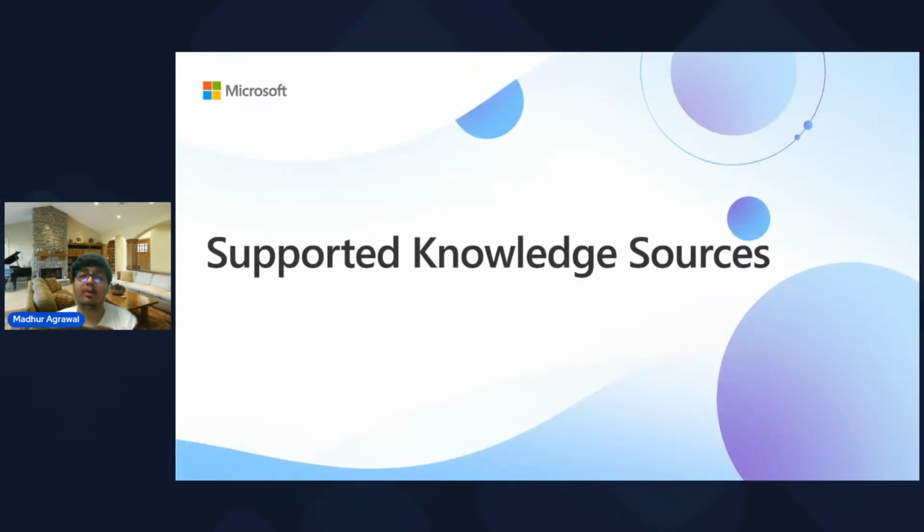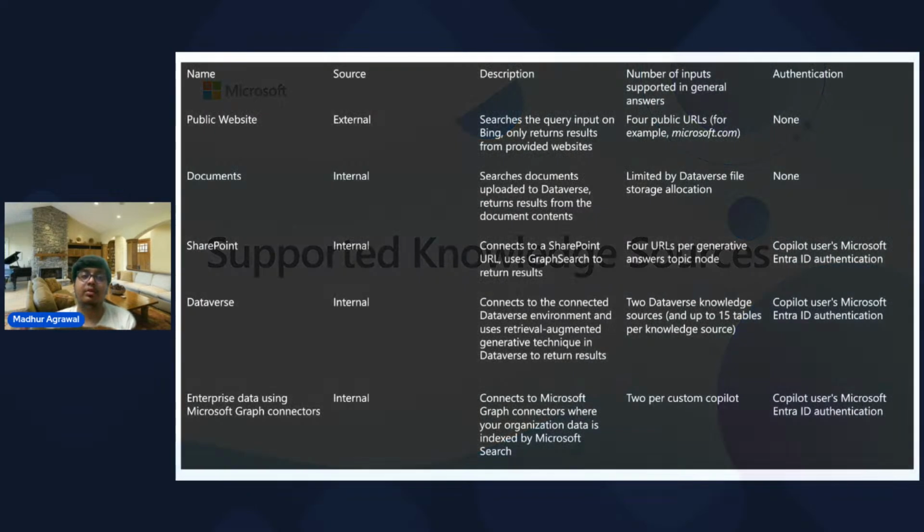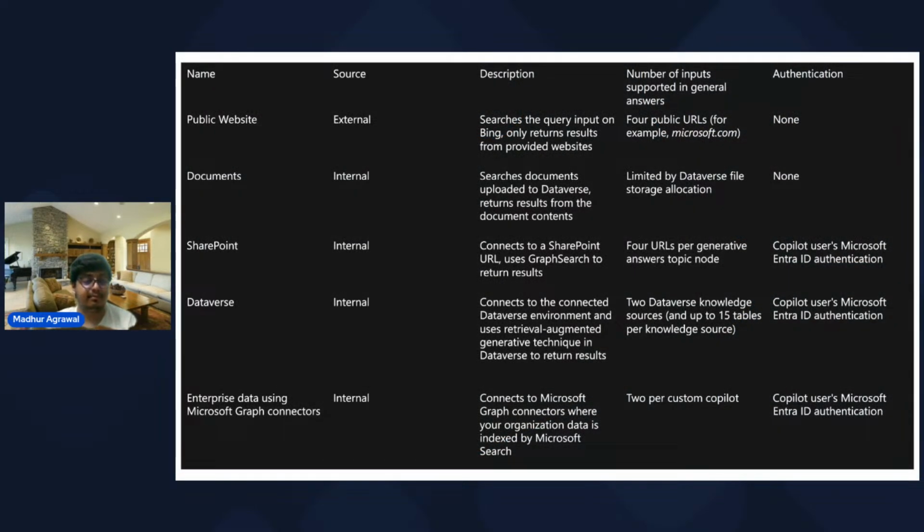Now we are going to talk about the supported knowledge sources in Copilot Studio so that you can bring your own data accordingly. These are the knowledge sources that are available: public website, documents, SharePoint, Dataverse, and enterprise data using Microsoft Graph connectors. All of these are internal sources except for the public website, which is an external source.